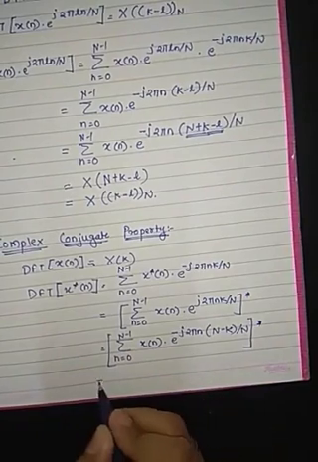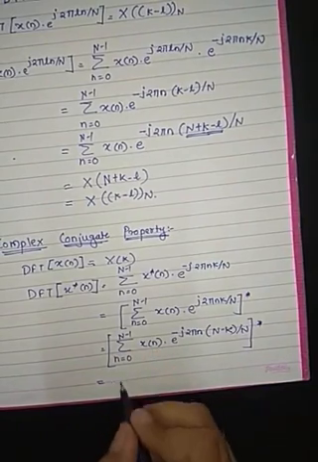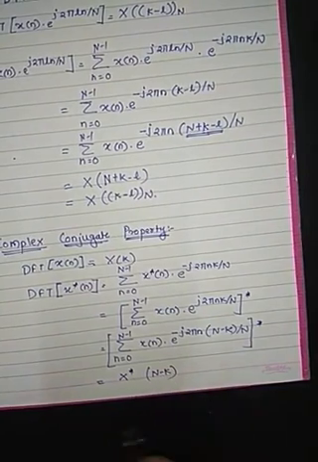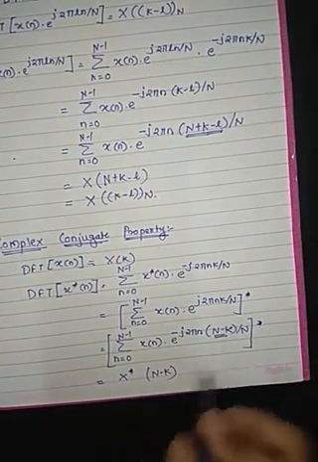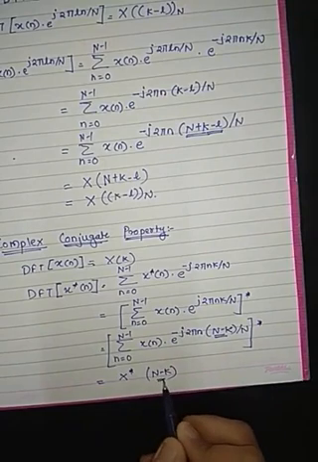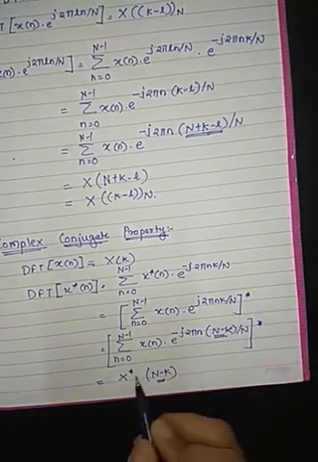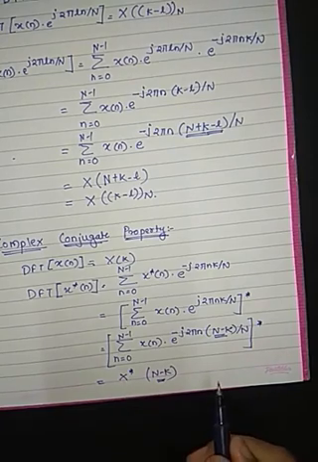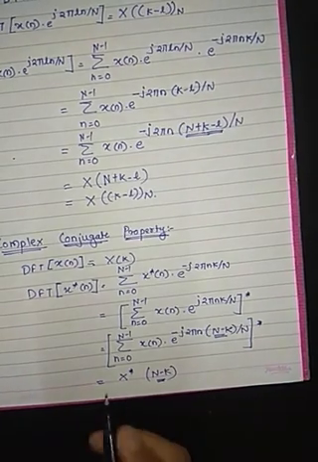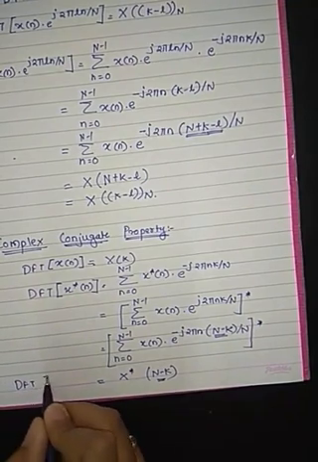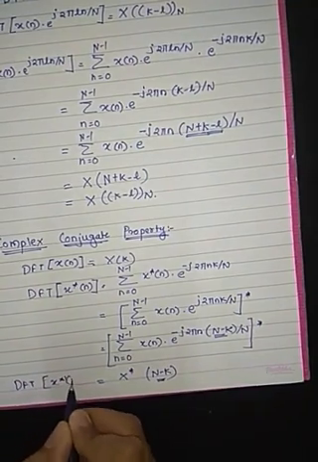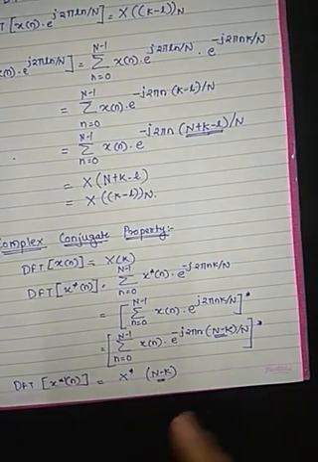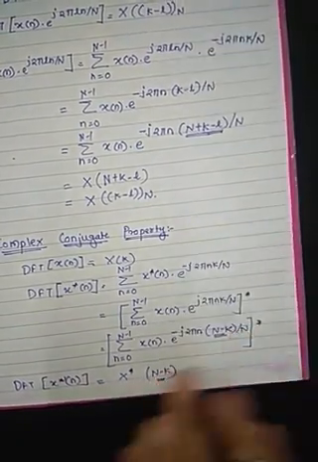Now this equation is nothing but the complex conjugate at N minus k, so the power is N minus k. As this is a complex conjugate, the DFT of x complex conjugate of n will become equal to X complex conjugate of N minus k. So this is about the DFT.